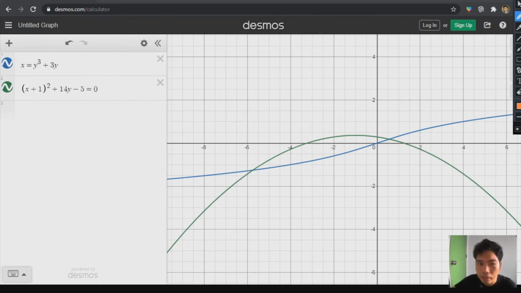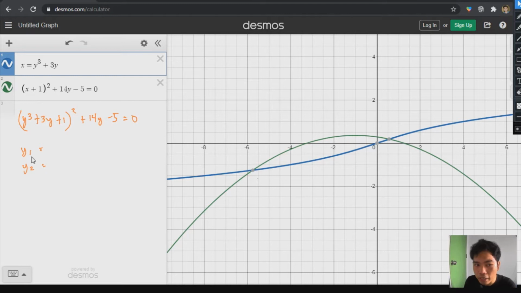And to do this, let's substitute our values. You can use this x, y cubed plus 3y, and substitute it here. So we have y cubed plus 3y plus 1, quantity squared, plus 14y minus 5 is equal to 0. Now, what is our tip to compute and find them? Since you already graphed using a graphing calculator, you can check here. If I'm looking for the values of y1 and y2, I know there are 2 points, so you can always check on this.